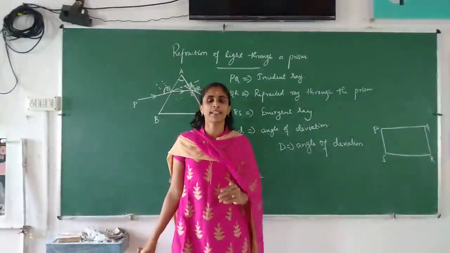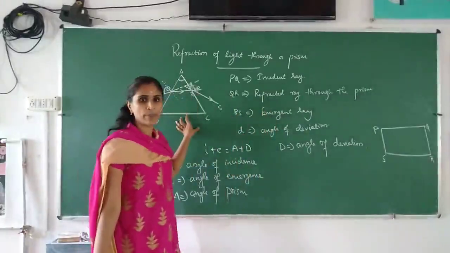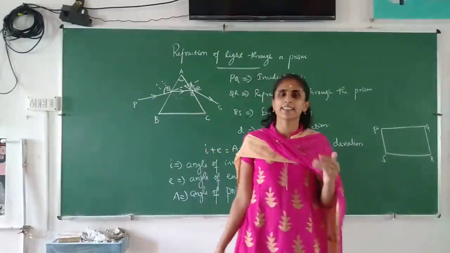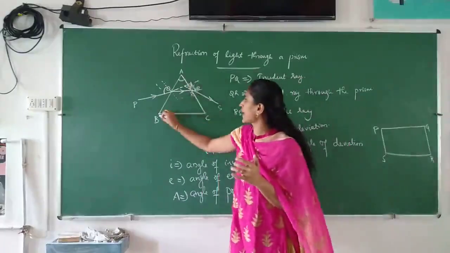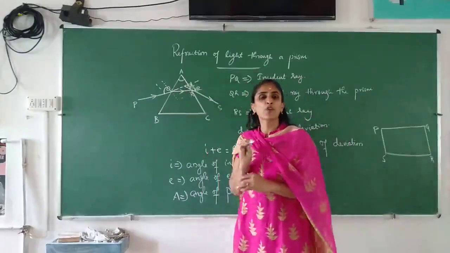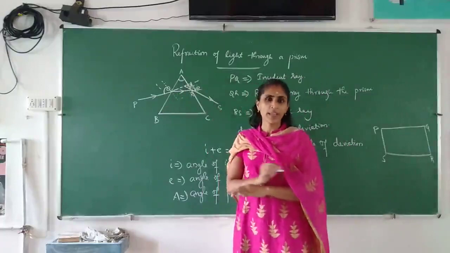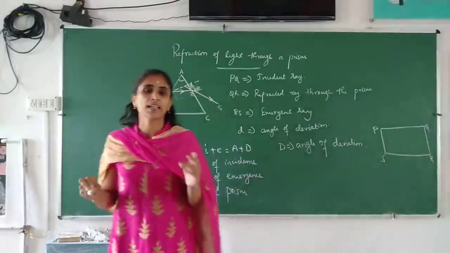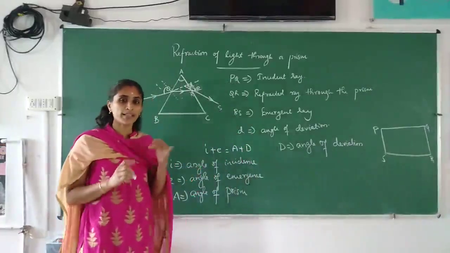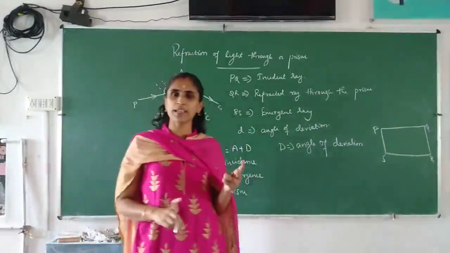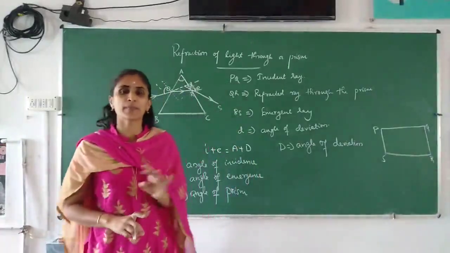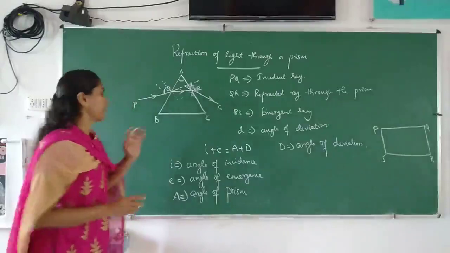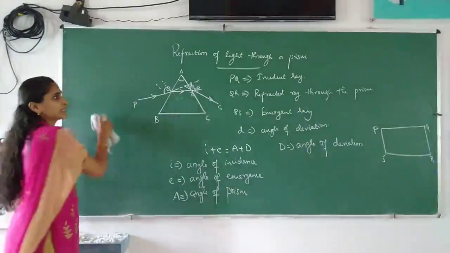to the incident ray. But in the case of a prism, there is an angle of deviation between the emergent ray and the extended incident ray because the two refracting surfaces are not parallel. They are making some angle because of which there is an angle of deviation. Is it clear? All of you understood what is meant by angle of deviation, what is meant by refraction of light through a prism? Why is there deviation? Is it clear? Okay. And now we will discuss another topic.